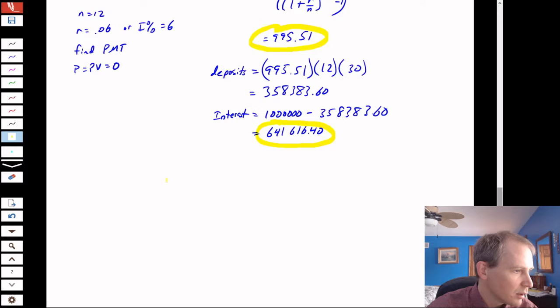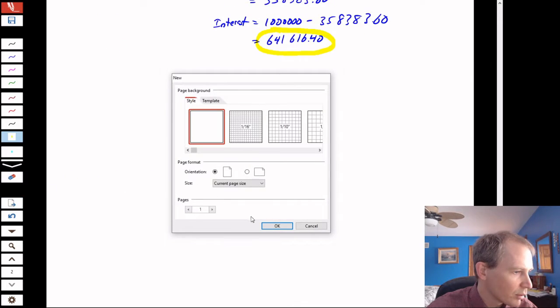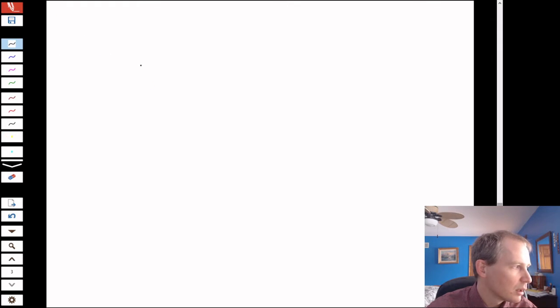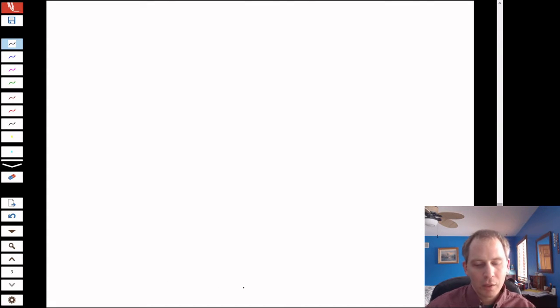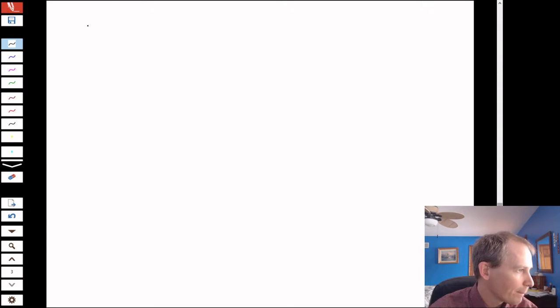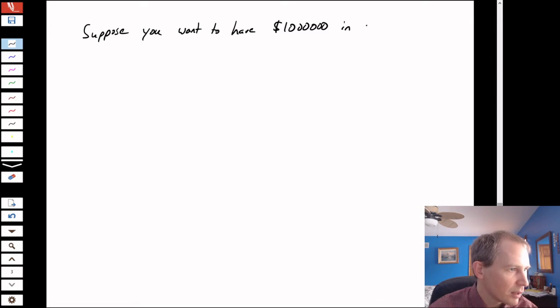What I want to do, I didn't really include this as an example in the notes, but I want to do a quick comparison of the difference between making regular payments and putting a lump sum at the beginning. So let me ask another question. Suppose you want to end up with $1 million, and you want to have that in 25 years. And we're going to say that whatever you're using to save your money, you're going to get 6% interest.